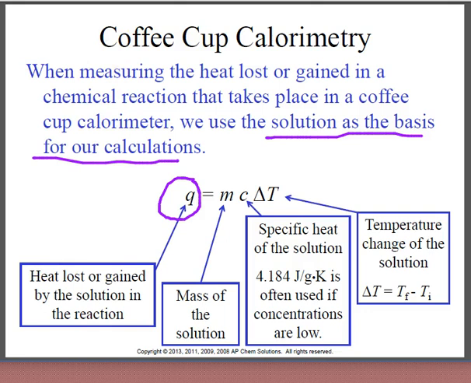Okay, so let me clarify that again. When we're doing these coffee cup calorimetry experiments, we've got some reaction going on in the water. And what we're measuring is the heat that is lost or gained by the water or the solution. And we have to relate that back to the reaction, because we can't get in the reaction and measure its mass or its temperature change. The temperature that we're measuring when we stick the thermometer in there is the temperature of the solution. So we're finding the heat of the solution itself.